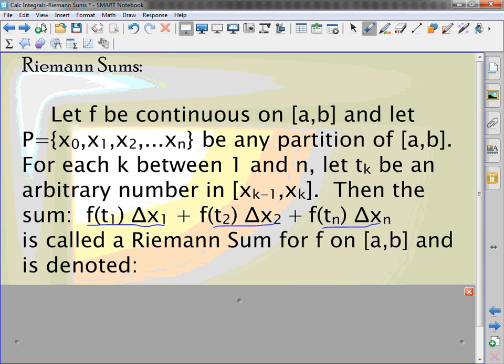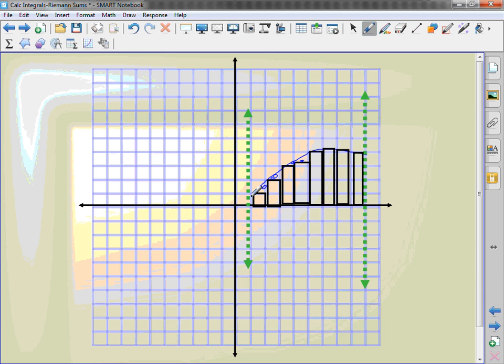If I flip back for a minute, this would be like f sub 1 change in x1. This is my first rectangle. I find that area, find the area of that one, find the area of that one, then I add them all together. It is not an exact answer because there's all these little pieces. Notice how the rectangle goes over. It's just estimated. You're going to have some that go under, some that go over the graph.